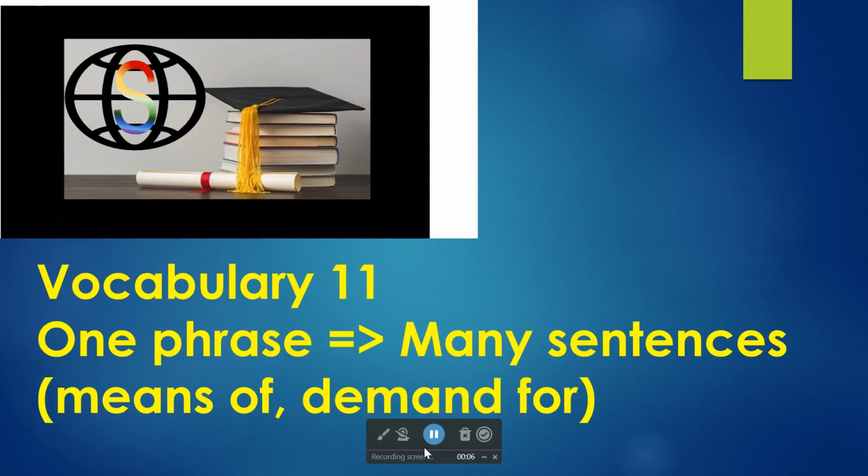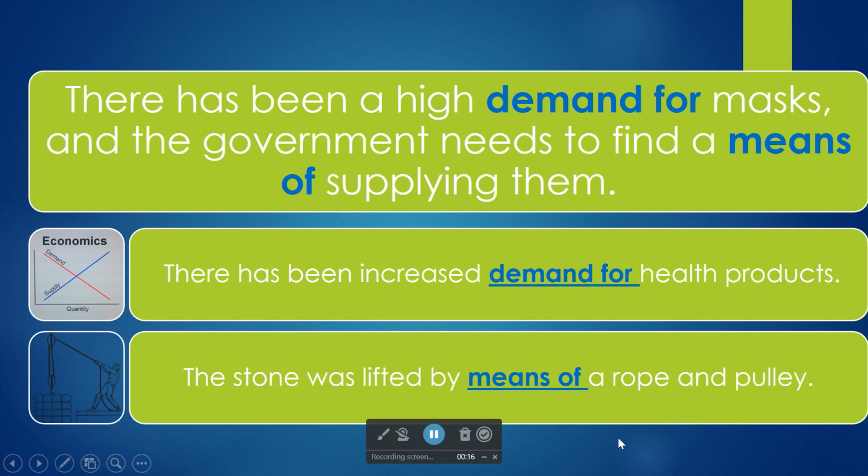Today we're going to look at two phrases and create many sentences. First one is the means of, and second one is demand for. So let's go and take a look at the sentence. There has been high demand for masks, and the government needs to find the means of supplying them.